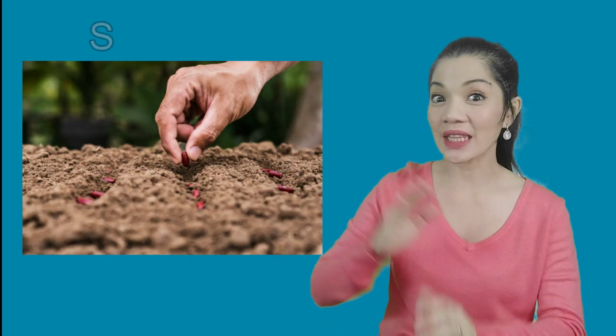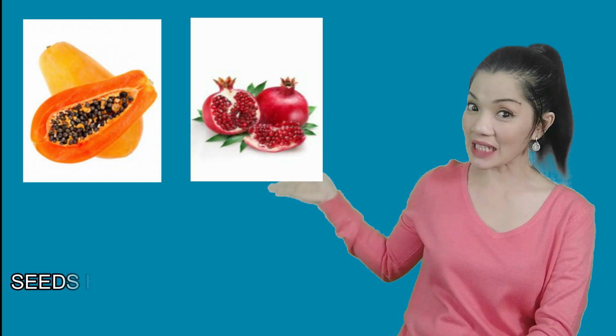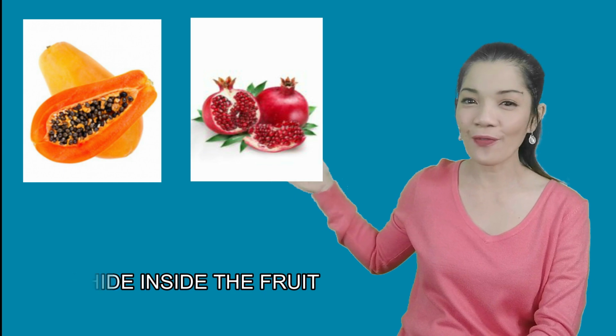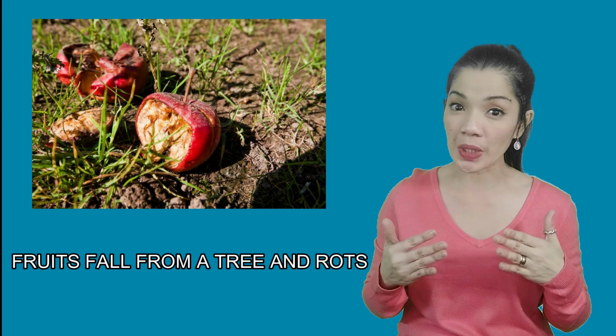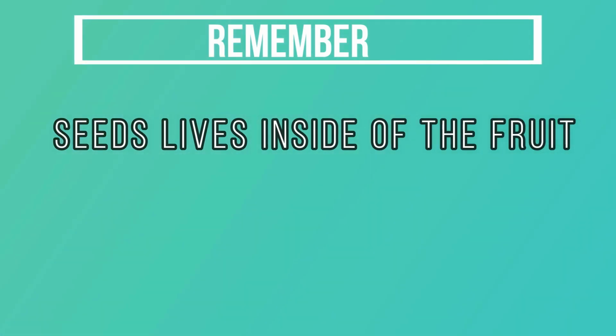Okay, the last part of the plant that we're gonna learn today is about the seeds. So, where are the seeds in the plant? Seeds hide inside the fruit. Now, the seeds have an incredible job. The seeds grow into new plants. Okay, you might be wondering, how does that work? Fruits fall from a tree and rot. The seeds fall out and can make new plants. Remember, seeds live inside of the fruit.